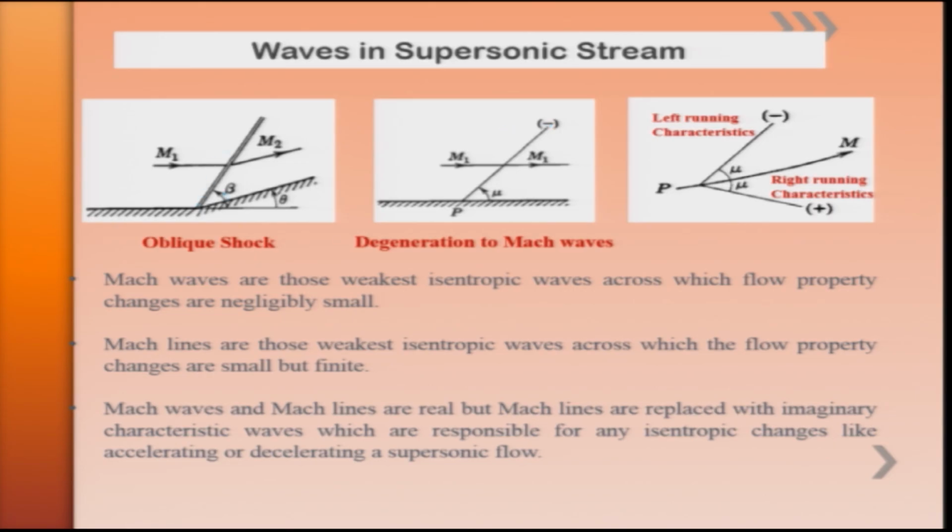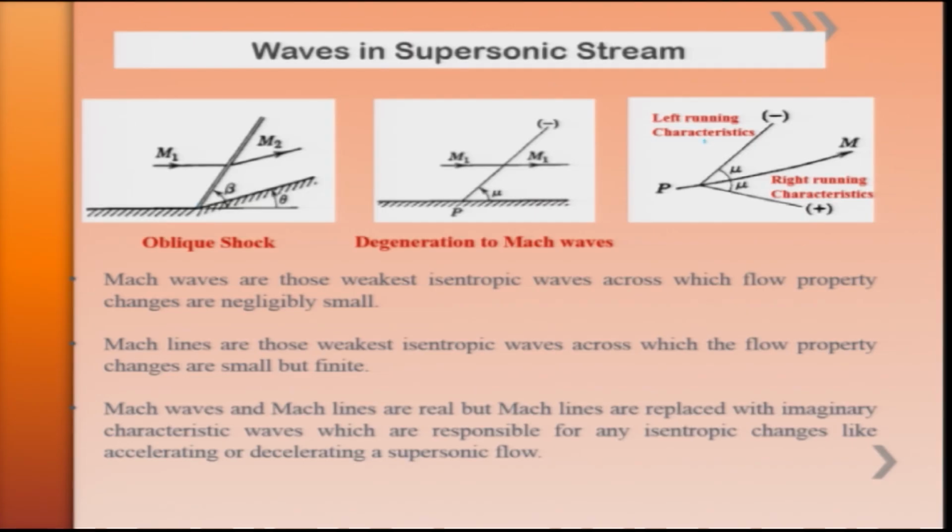In the limiting case of beta, when it becomes pi by 2, we will get a normal shock wave. Moreover, there is also a wave called a Mach line. The difference between a Mach wave and a Mach line is that Mach waves are those isentropic waves across which the change in flow properties can be neglected. However, Mach lines are also real in nature, like Mach waves. Those are the lines which are always present, but across which the flow property change is finite and you cannot neglect it, you must account for it.